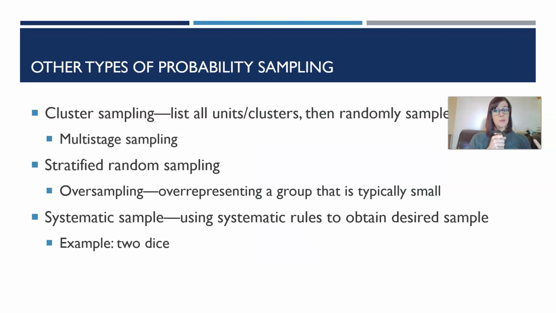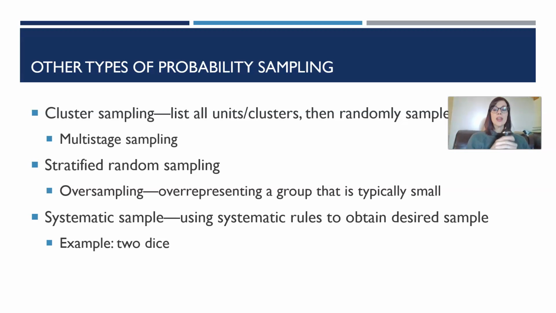Now, here are some other types of probability sampling. Some of these we've talked about before. Your book has some slightly different definitions or names than I've used, so I want to clarify those a little bit. So we have cluster sampling. We identify units or clusters, for example, the different suites at Cotty, and then we randomly sample from that list and we survey every single person within that randomly selected cluster.